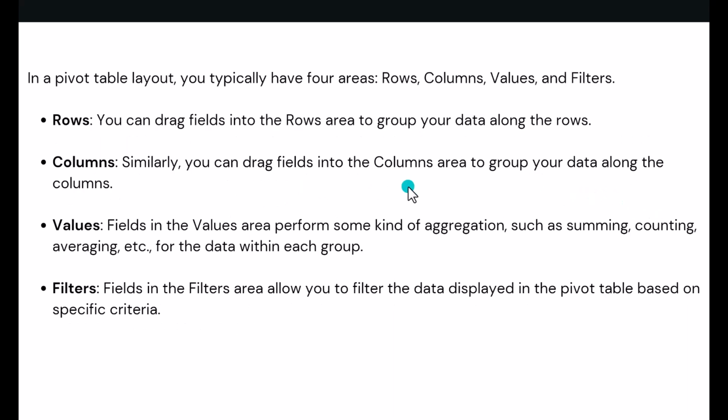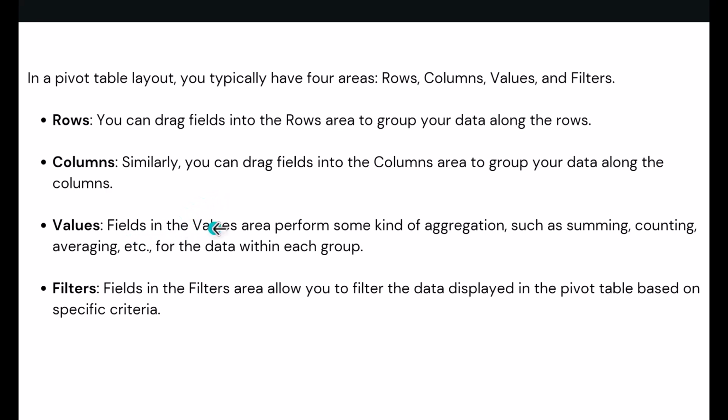So in a pivot table layout, you typically have about four areas. Please take note, you have about four areas: the rows, the columns, the values, and filters. So these are the four areas. For rows, you can drag fields into the row area to group your data along the rows. We also have the columns, where you can drag fields into the columns area to group your data along the columns. Then we also have the values.